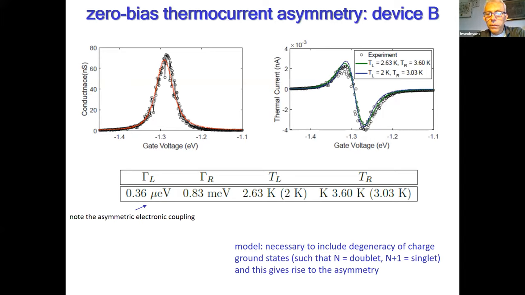But to get this asymmetry, we have to take the degeneracy of the ground states into account, meaning that the N state is a doublet, which is what we find in both samples, and the N plus one state is a singlet. It's this asymmetry that gives rise to the asymmetry in the thermal response. Another important point, which we also find consistently, is that the left and right electronic couplings are very asymmetric. For the samples that we studied, one coupling is always much larger than the other one.